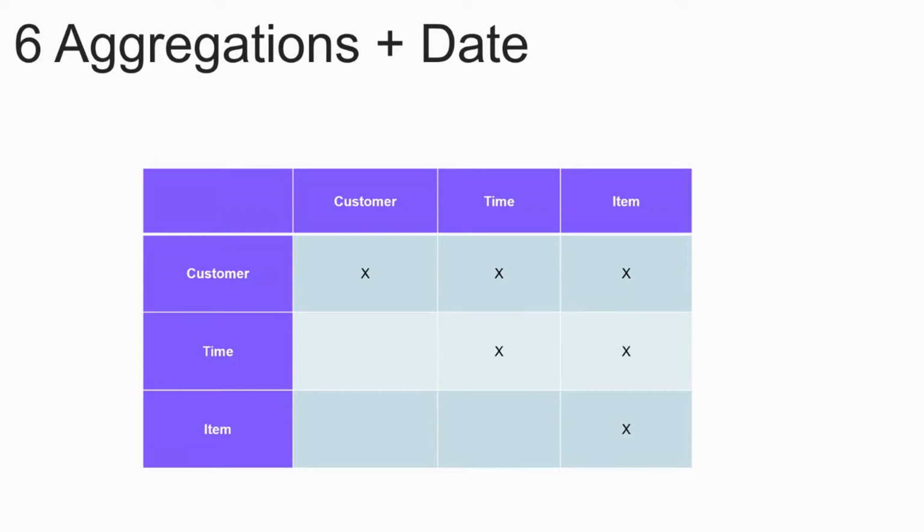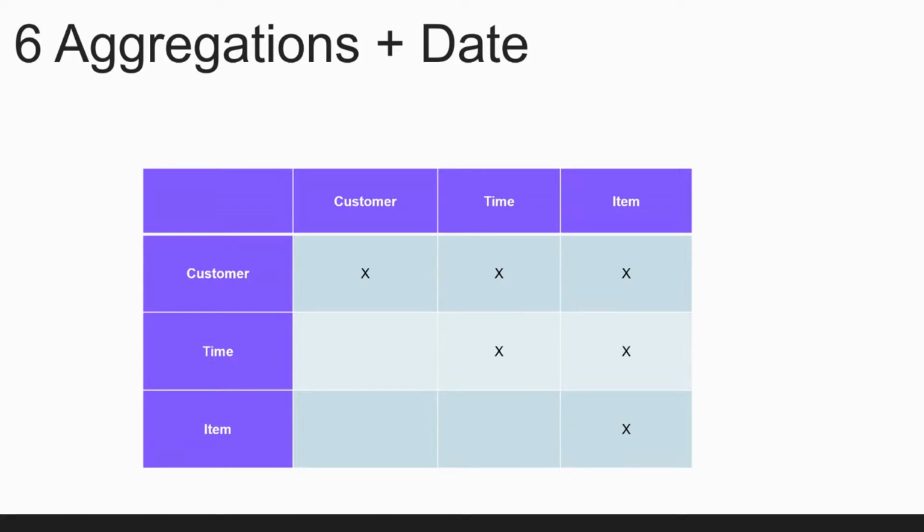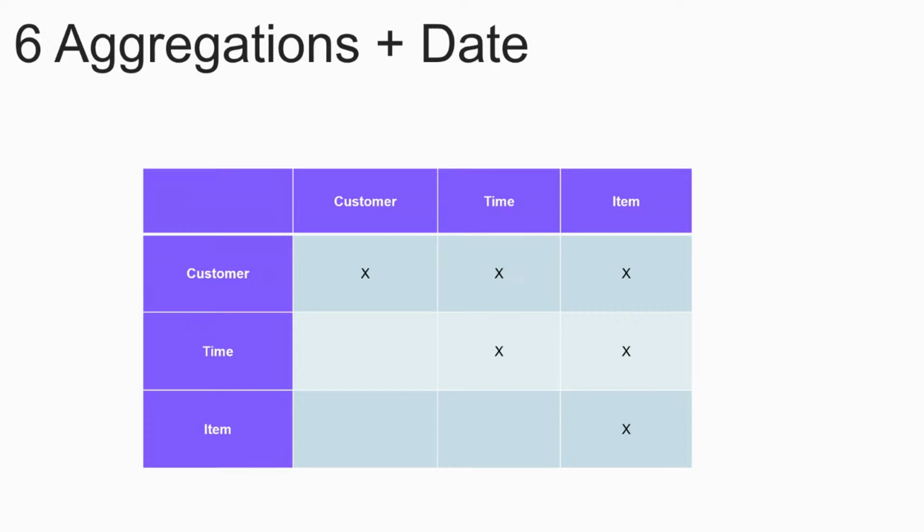Okay, so when we're talking about this particular solution, we're talking about breaking down our data by customer, time, and item, plus a date aggregation. So for our solution, we need, in this instance, 6 different aggregation tables plus an aggregation table for date. So we've got an aggregation by customer, an aggregation by time, an aggregation by item, and we've got individual aggregations for those. But we also have an aggregation for customer and time, customer and item, and time and item. So we've got those as well.